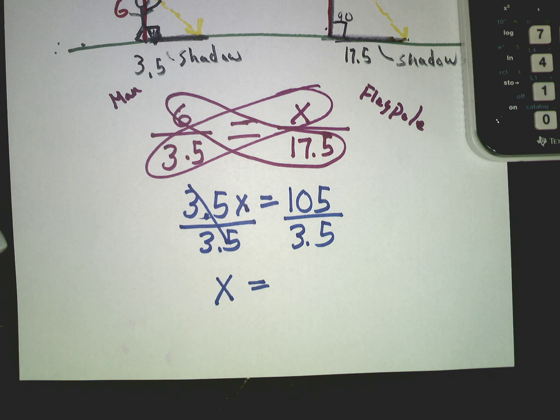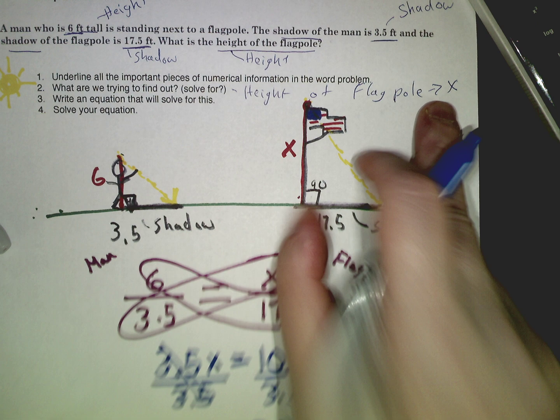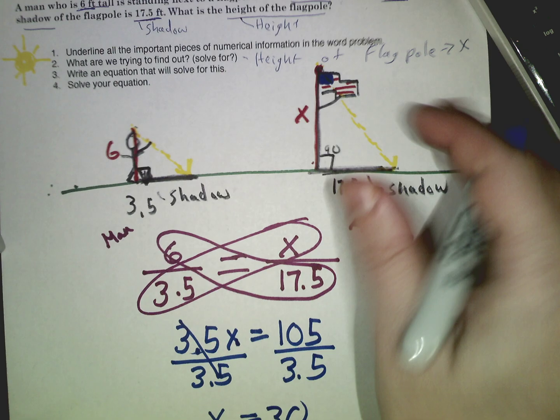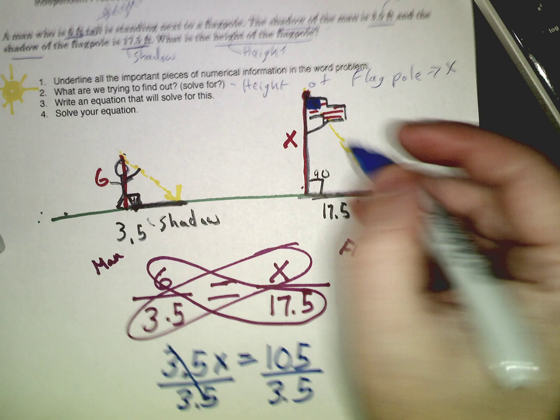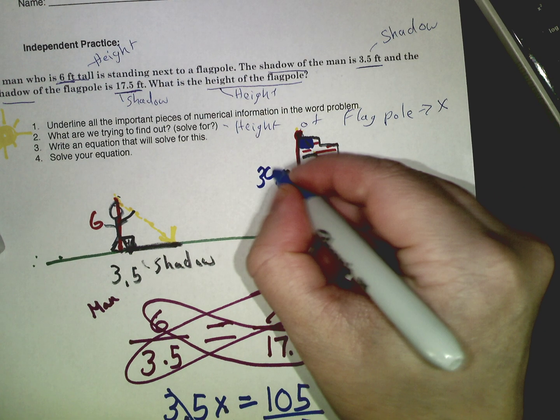So how tall is the flagpole? Since we defined it all the way up here, the height of the flagpole is x. x equals 30, and we're measuring everything in feet. So I don't have to have this x here anymore. This flagpole is 30 feet tall.